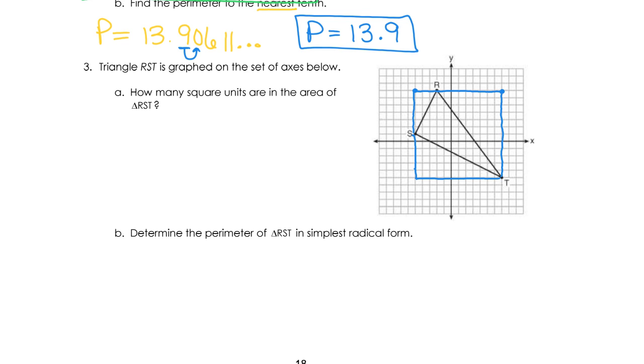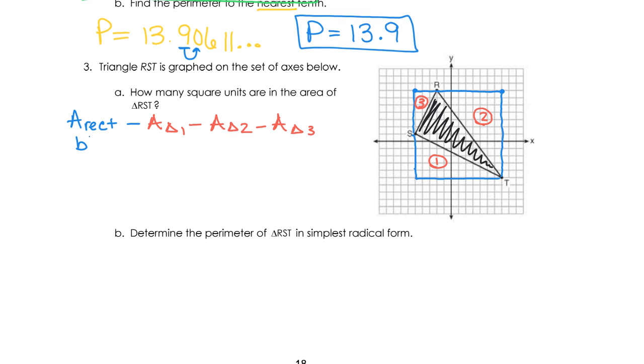So we're going to go ahead and say the area of the rectangle minus the area of triangle 1 minus the area of triangle 2 minus the area of triangle 3. If we take those 3 triangles out of the area of the box, we'll have the area of our triangle left over. All right. So now time to fill in with formulas.